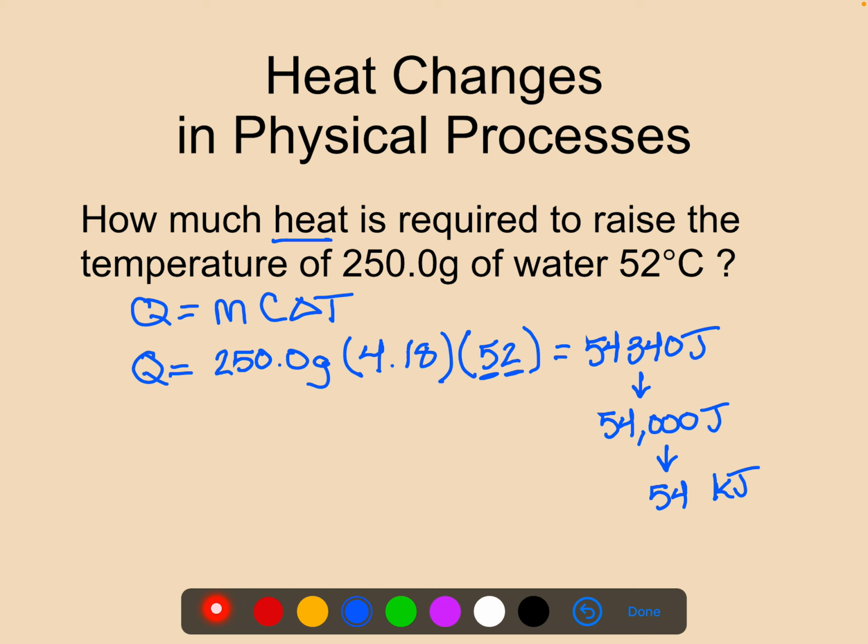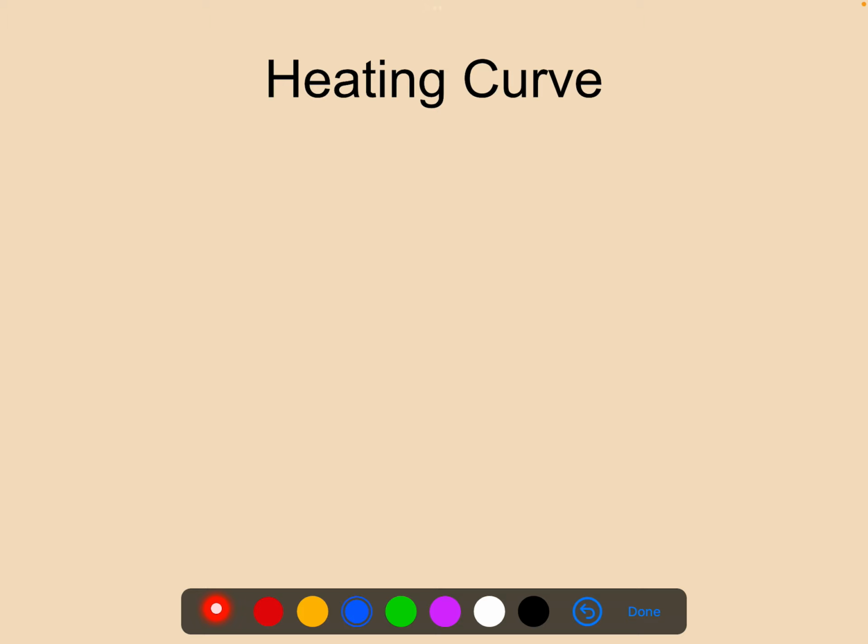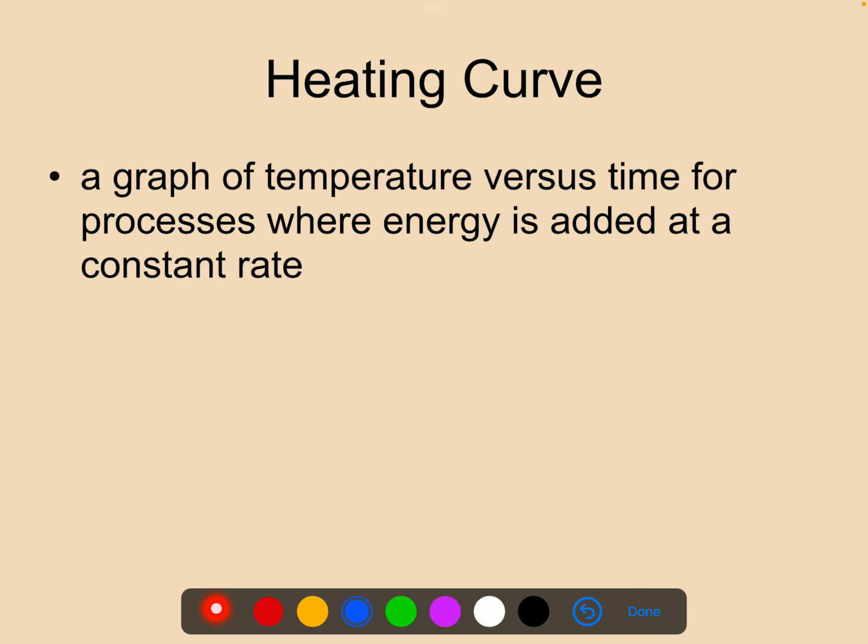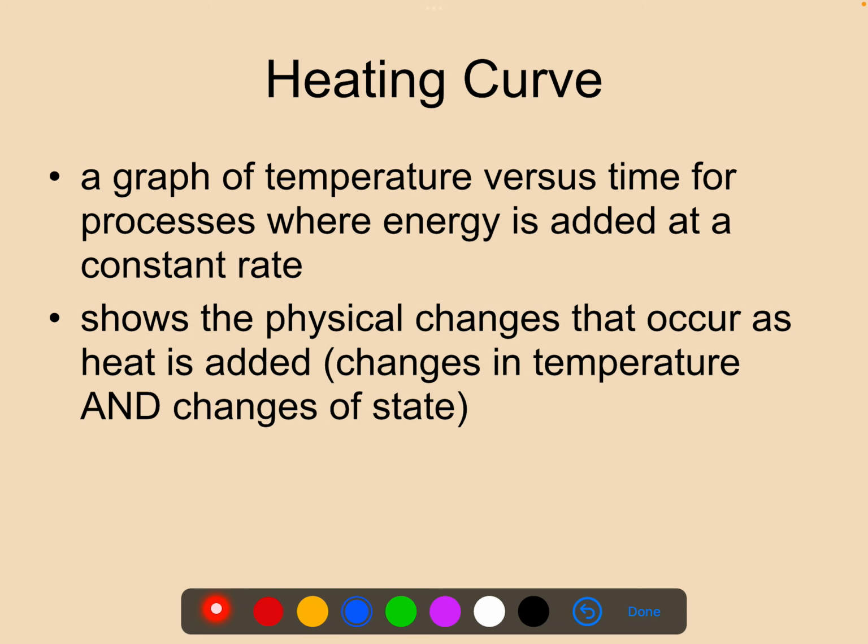What gets a little bit more complicated is whenever we also start looking at if we're changing phases or going through a melting point, boiling point, things like that. So a heating and cooling curve is something that we did have in Chem 1. Looking at the heating curve, it's a graph of the temperature versus time for a process where energy is added at a constant rate. So looking as energy is added to a system, does temperature increase? Does it go through a phase change? What's happening at different points in time? So this shows the physical changes that occur as heat is added.